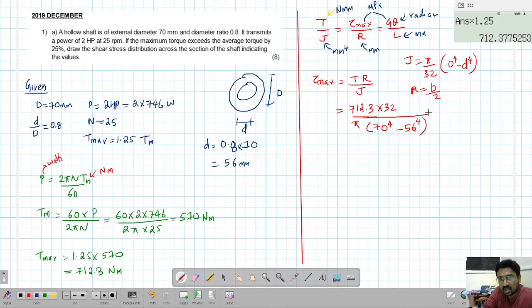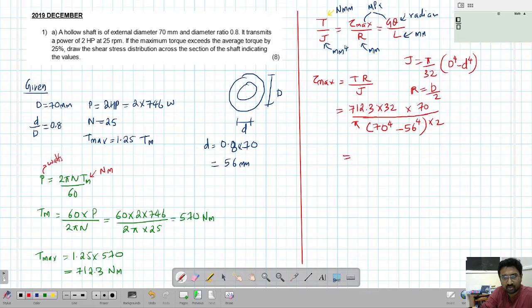Now R is D by 2, so it is 70 by 2. So it is pi by 32 into 70 raised to 4 minus 56 raised to 4, with the 32 having gone up. I hope this is clear and not confusing. Now we will just calculate this and see what value of maximum shear stress comes out. So just clear the calculator.